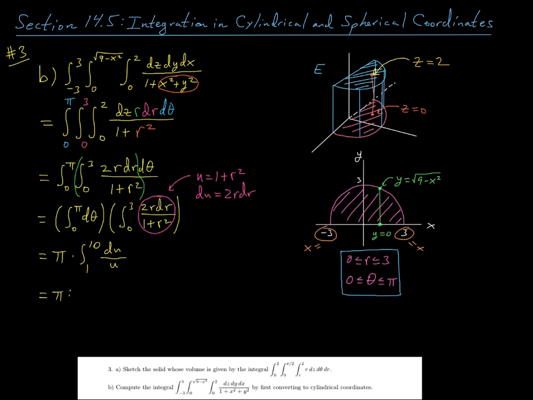Okay, so we're going to get the log of the absolute value of u, and then evaluate that from 1 to 10. Plug in 10, we're going to get just log 10. And if I plug in 1, I'll get the log of 1, which is 0. So here is the value of my integral. And that's going to do it. Thanks.